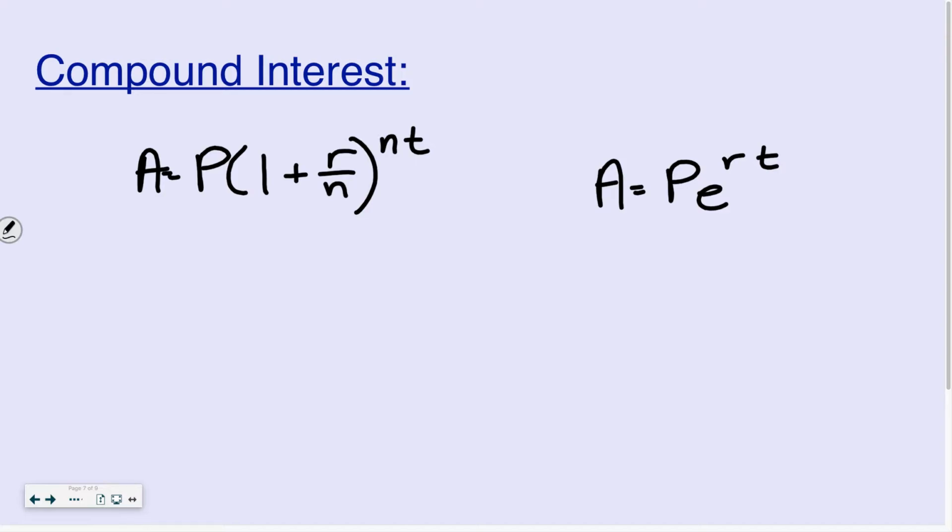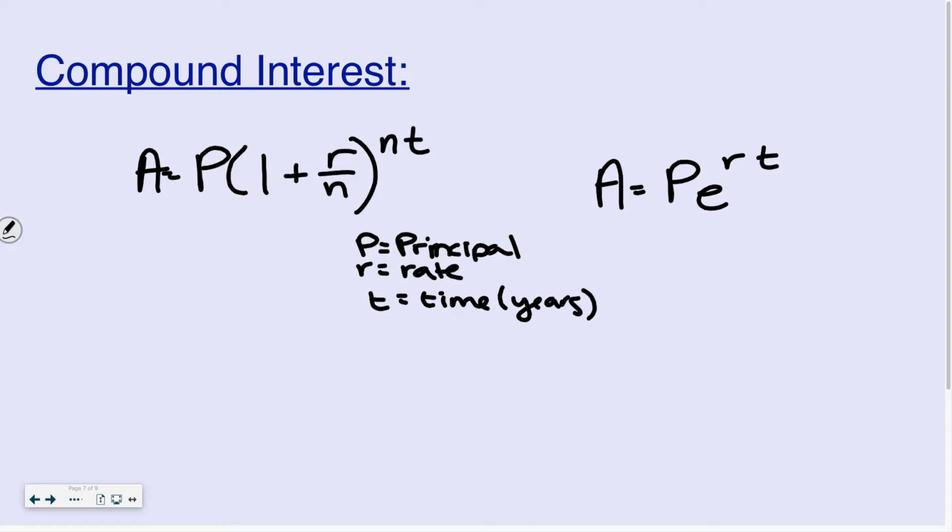Okay, remember in these equations, P is called your principal. That's your starting amount. R is your rate. T is time. Time is usually in years. This one has n, where PERT doesn't have n, so n is the number of times compounded per year.